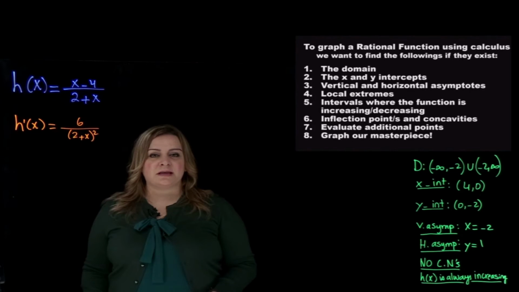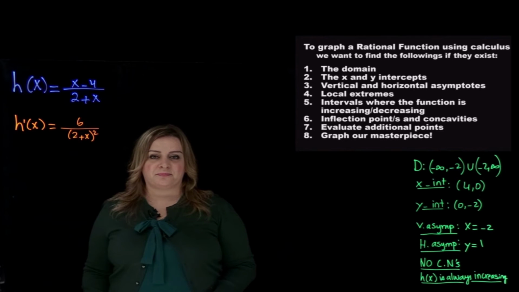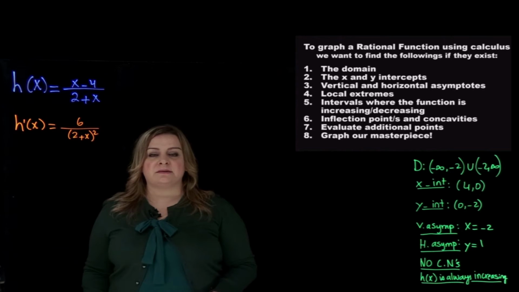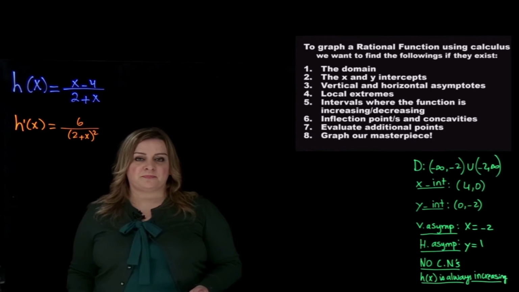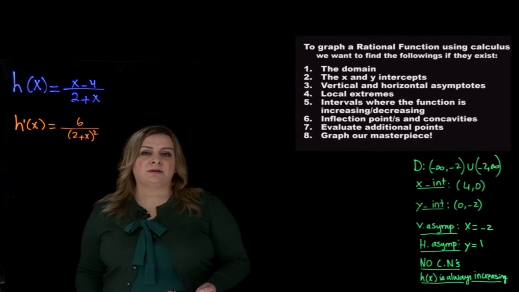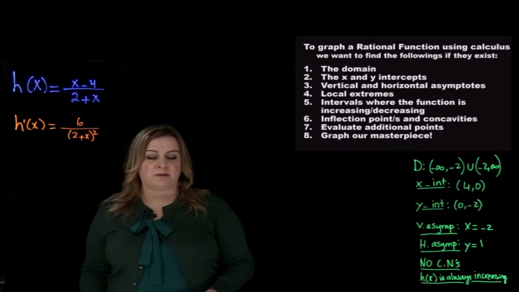We now arrive at step 6, and step 6 says to find the inflection points and concavities. To find the inflection points, we want to compute the second derivative of our function. To do so, we will apply the derivative to h prime of x. To compute the second derivative, we may apply the quotient rule or the chain rule of derivatives. I would like to apply the chain rule of derivatives to find h double prime of x.